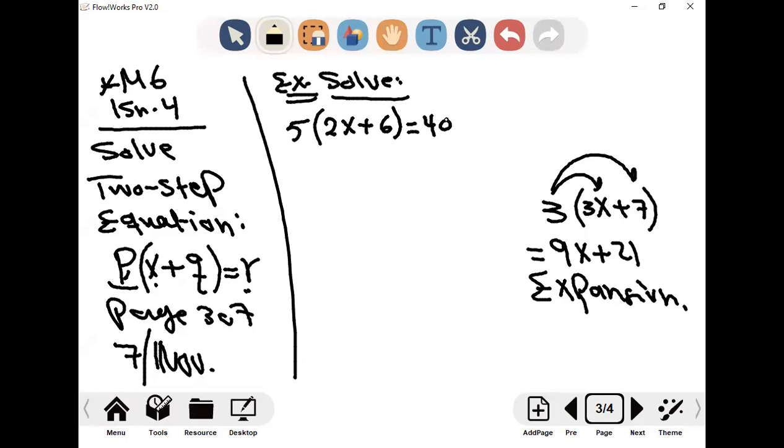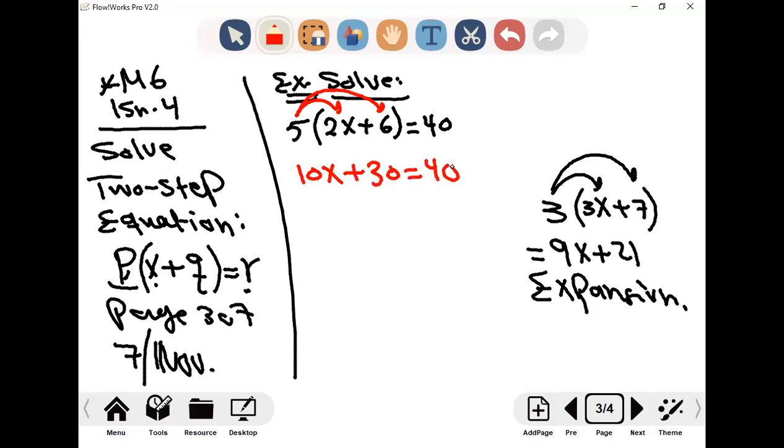Okay, all equal 40. Right. This is the P. The P is what? 5. X, I replace it by 2x, the variable in general. Then Q is 6. Let's solve it. How we solve it? First, we distribute, I mean, the 5 on the parentheses. Don't put this equal because you have equal already here. It will be 5 times 2x, 10x. 5 times 6, 30. All equal.